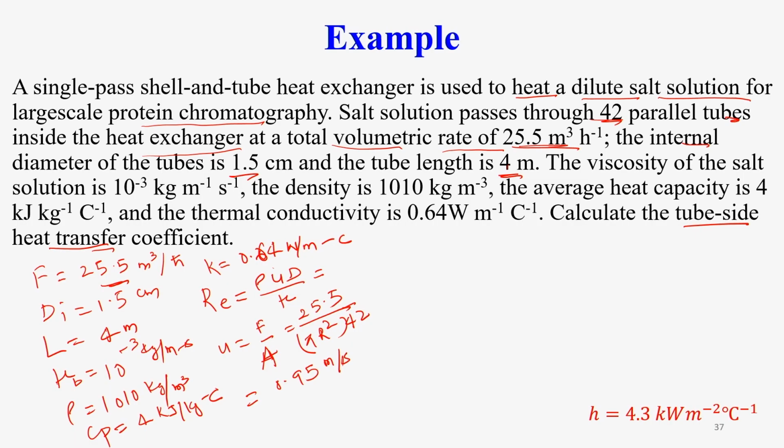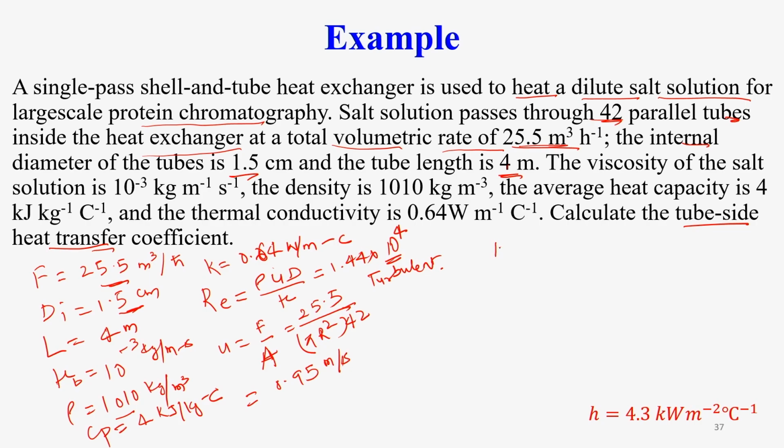Rho, what is the value of diameter? Diameter is 1.5 into 10 to the power minus 2 meter. Velocity we have just calculated 0.95, and density is 1010, and viscosity is 10 to the power minus 3. So, we will get the Reynolds value as 1.44 into 10 to the power 4. So, it says it is a turbulent flow. So, once it is turbulent flow, then we can use the given correlation.